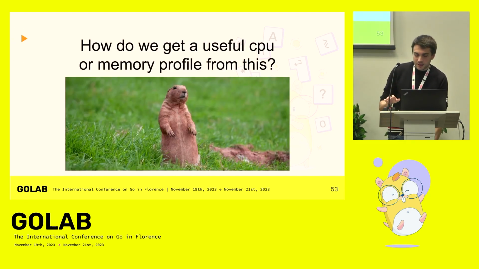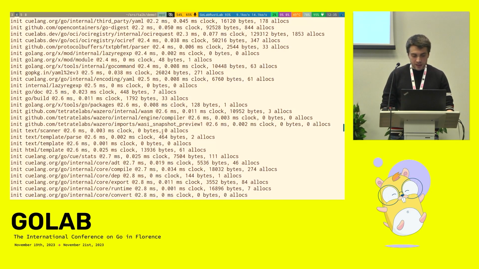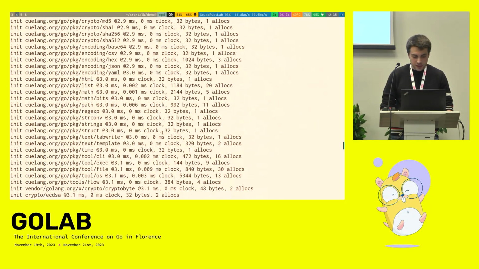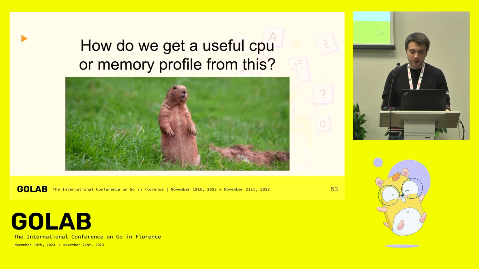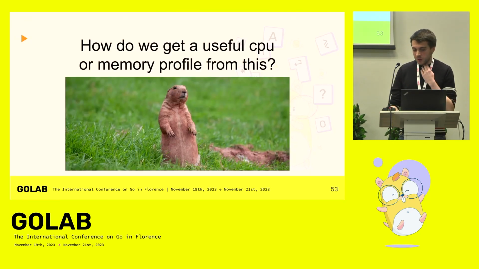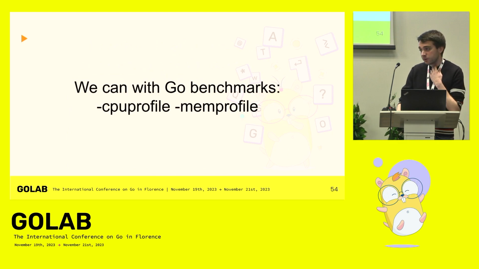Now, the next thing is, suppose that you do find one package that you want to dig into, right? So suppose that you say, okay, we had a package called filetypes that took 2.6 milliseconds and allocated enough bytes that I can't even count what unit this is. This is probably 1 megabyte. So I want to look into why that's happening, right? Knowing what package it is usually not enough. You want something like a profile. So can we get a CPU or memory profile from this? We can with Go benchmarks.